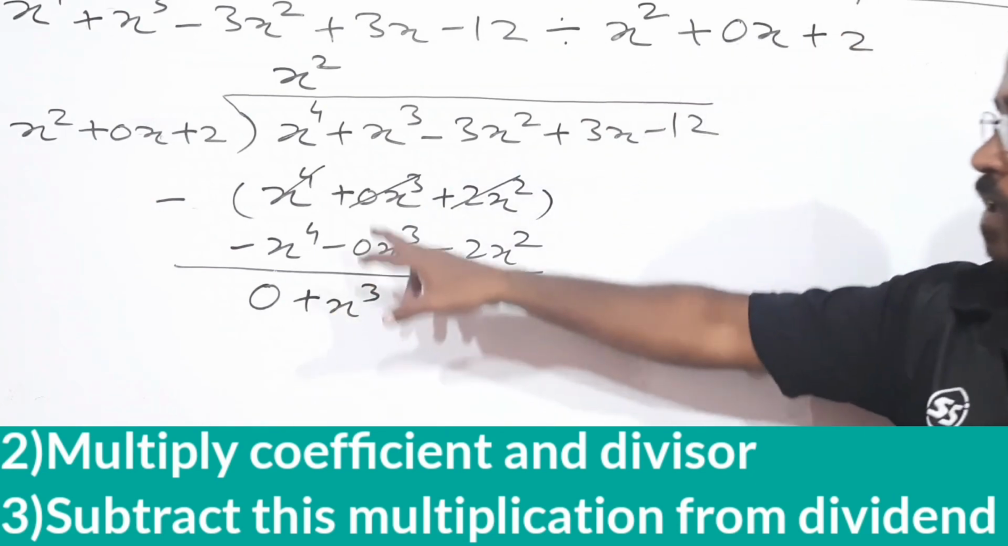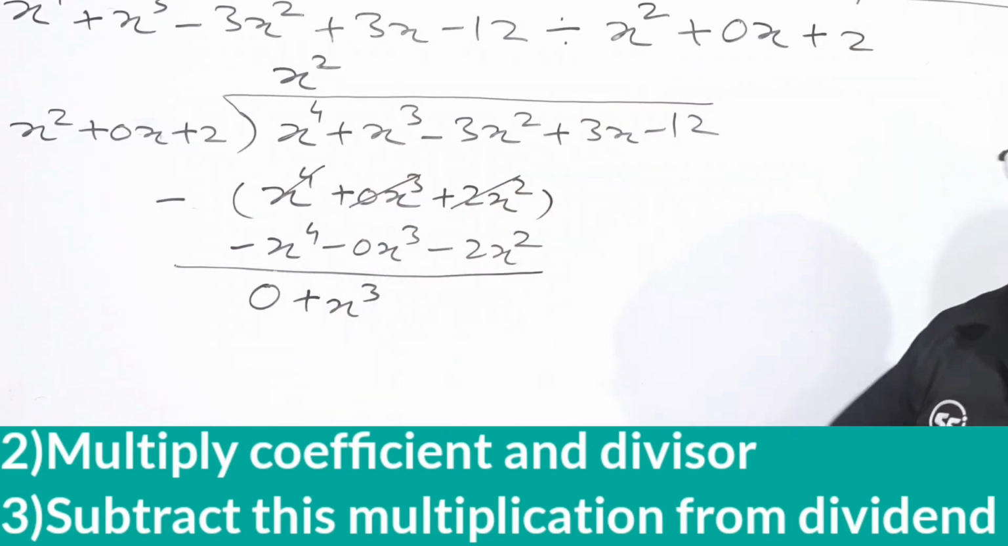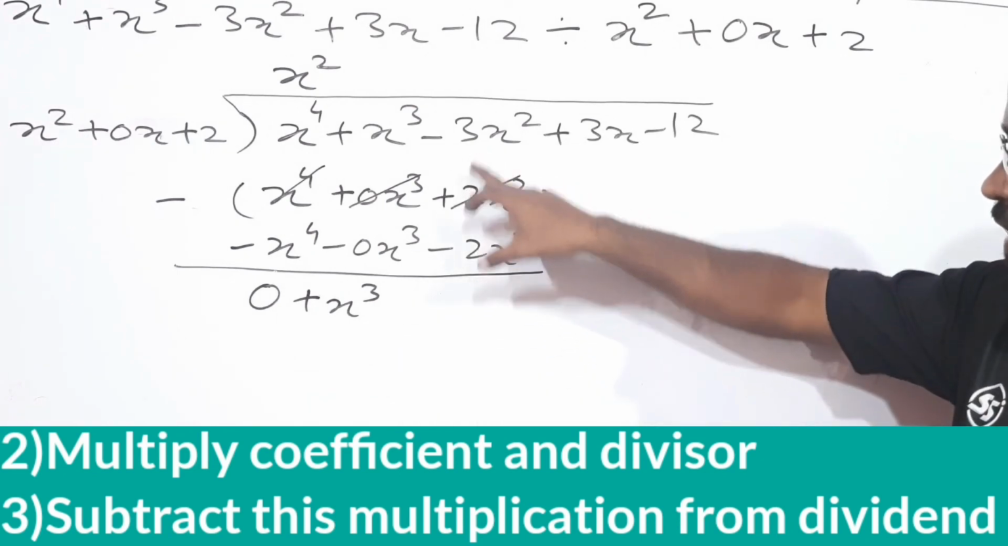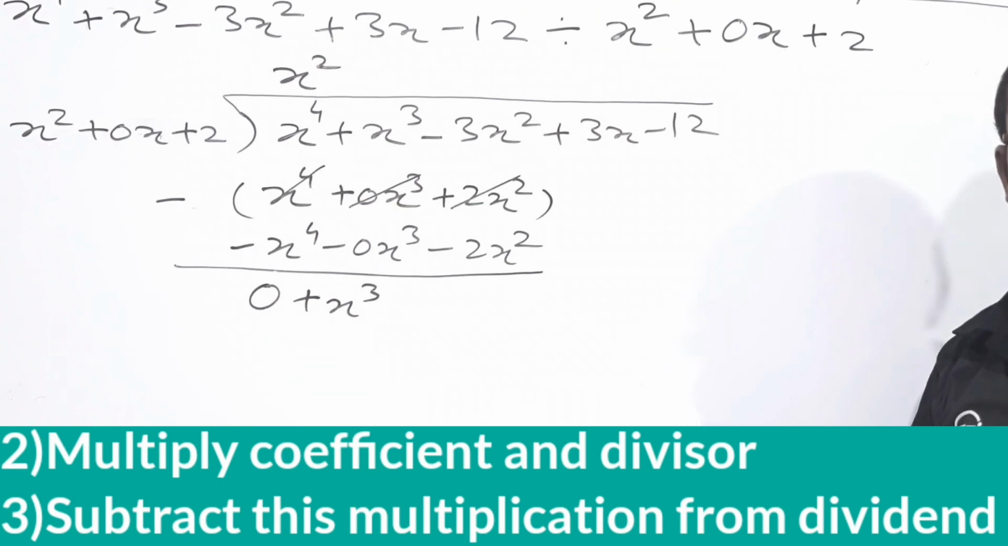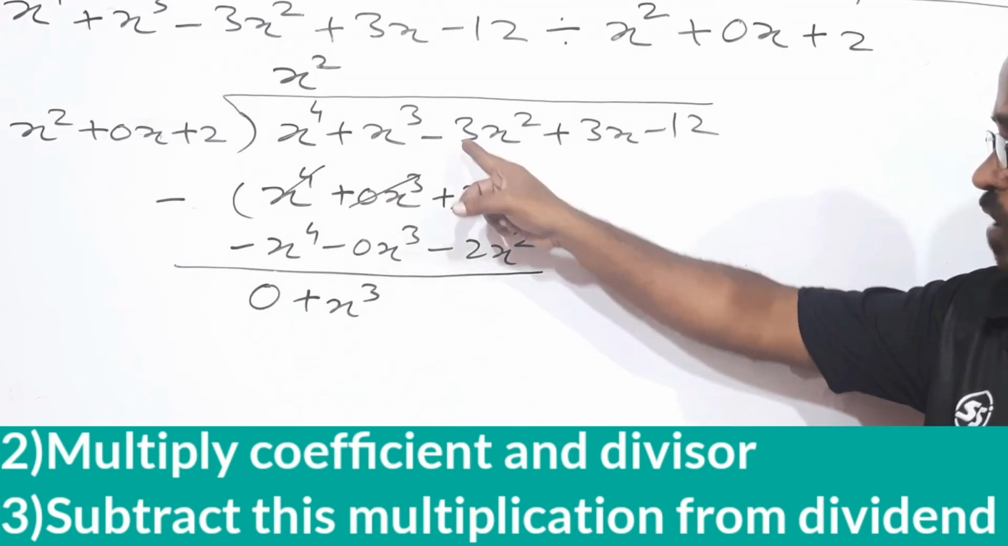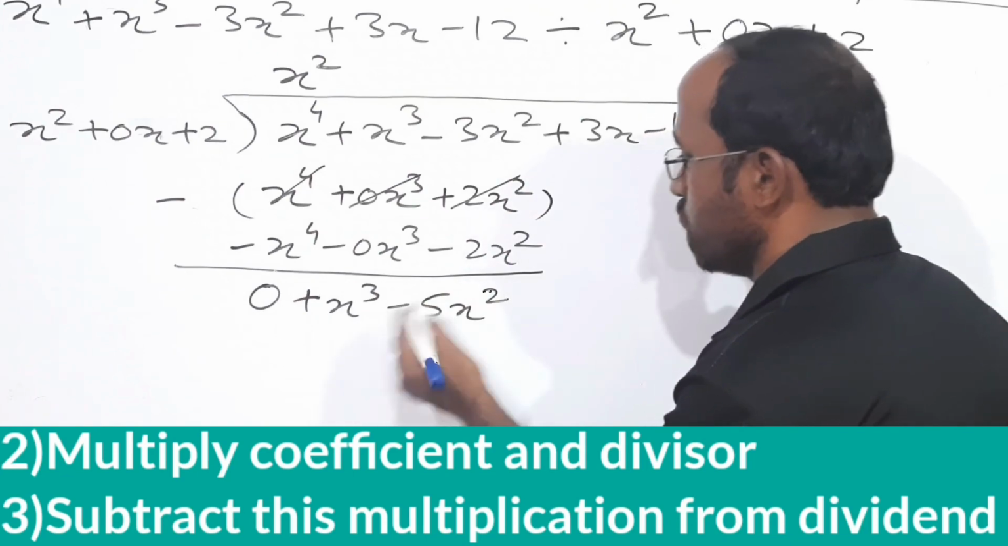x cube minus 0x cube is plus x cube. We are just subtracting 0 from this, right? So x cube minus 0 is plus x cube. Minus 3x square minus 2x square. Minus minus plus means addition, right? So 3 plus 2, 5. Minus 5x square. Clear up to this?